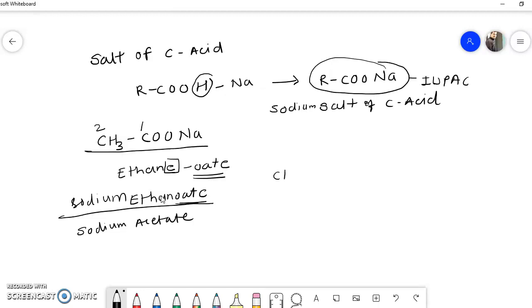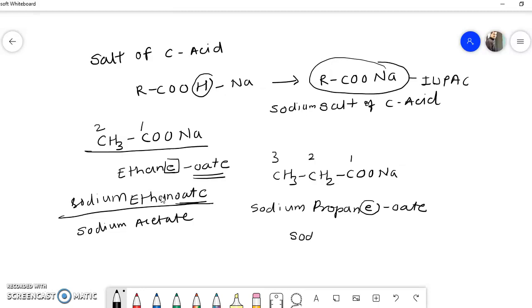We'll take some more examples. Suppose CH3CH2COONa. Okay, so select the longest chain, 1, 2, 3. So it is propane. So what we have to replace the E by OATE, right? Okay, and before this write down sodium. So what will the name? Name will be sodium propanoate. Okay, so I think you have understood how to give the IUPAC name to the salt of carboxylic acid. Okay, I will see few more.